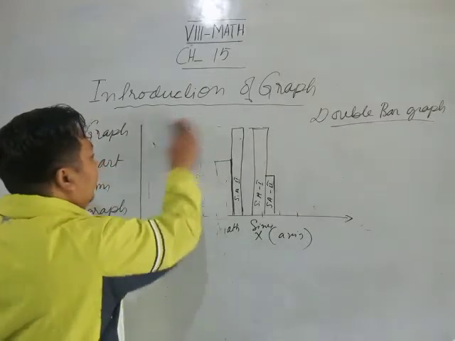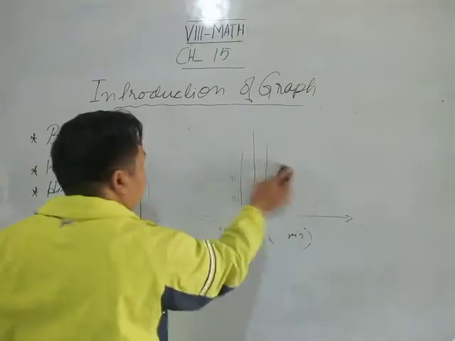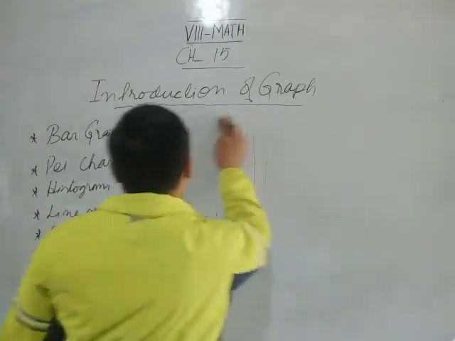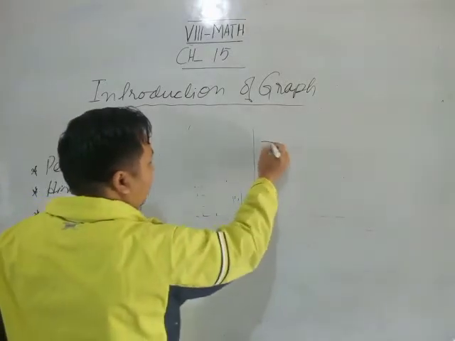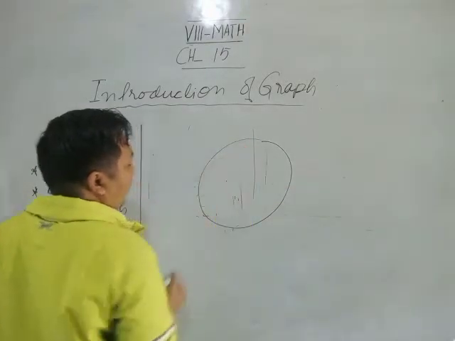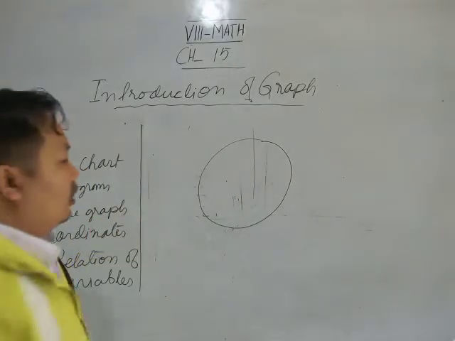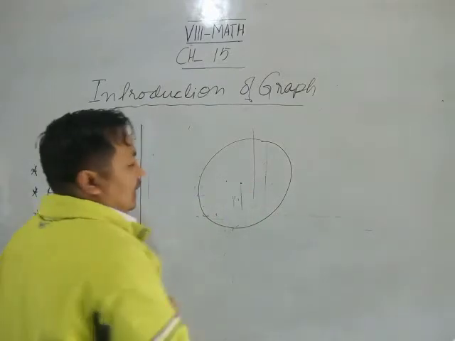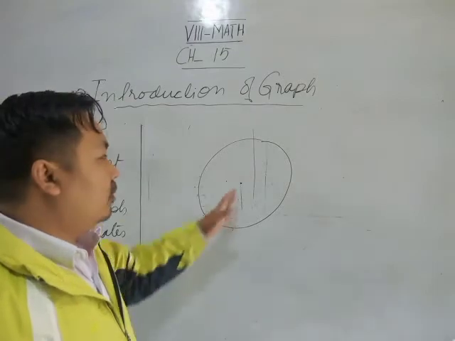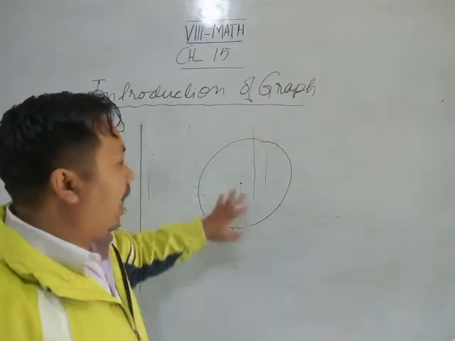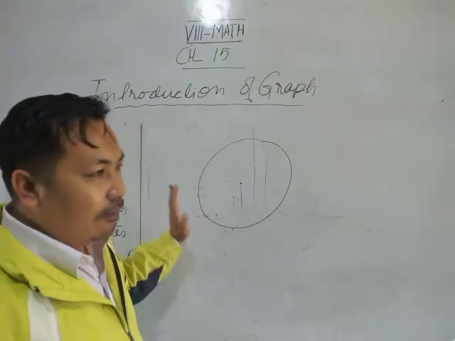Now the next point is pie charts. Another graph is represented by a circle. So this is called a circle graph also, or it is called a pie chart. A pie chart represents information by parts of a circle, part of the whole. This is the whole, and parts of the whole will represent the information, and this is called a pie chart.